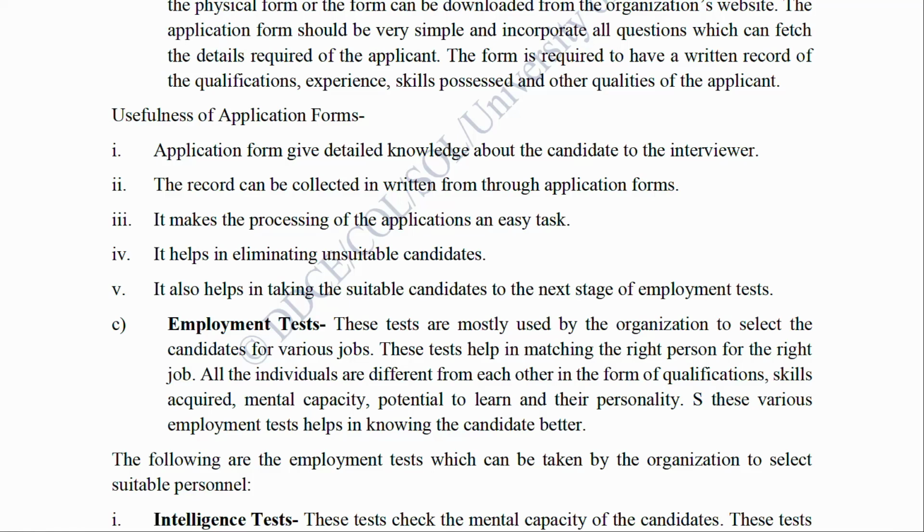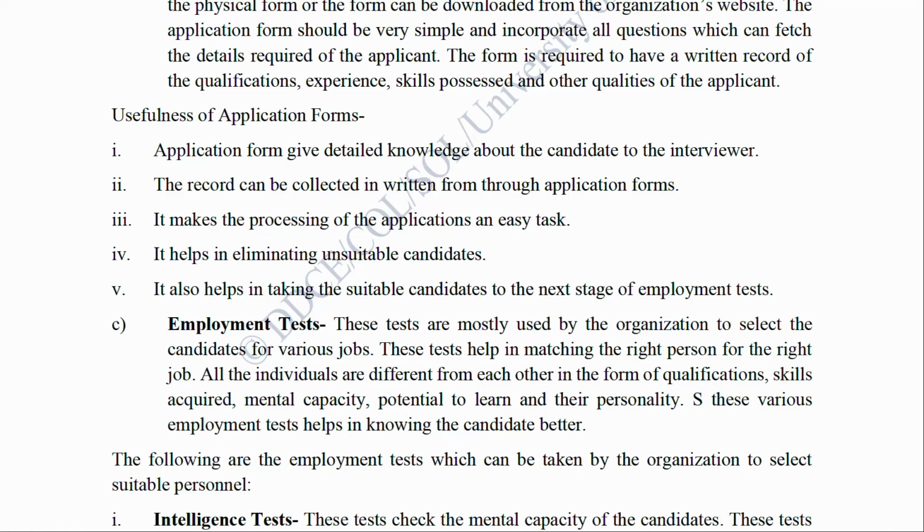Number 1, the application form gives detailed knowledge about the candidate to the interviewer. Number 2, the record can be collected in written form through application forms. Number 3, it makes the processing of the applications an easy task. Number 4, it helps in eliminating unsuitable candidates. Last, it also helps in taking the suitable candidates to the next stage of employment tests.